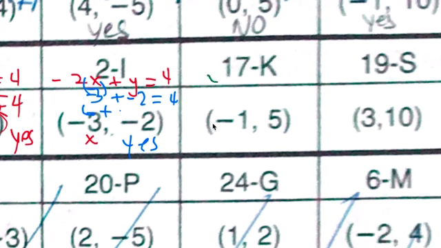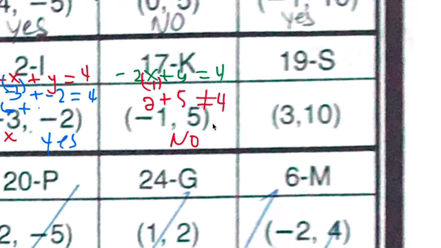Same thing here. So we got negative 2x plus a y equals 4. Substitute in negative 1 here, that gets a positive 2, plus a 5 does not equal a 4. This is a no, not on that graph.